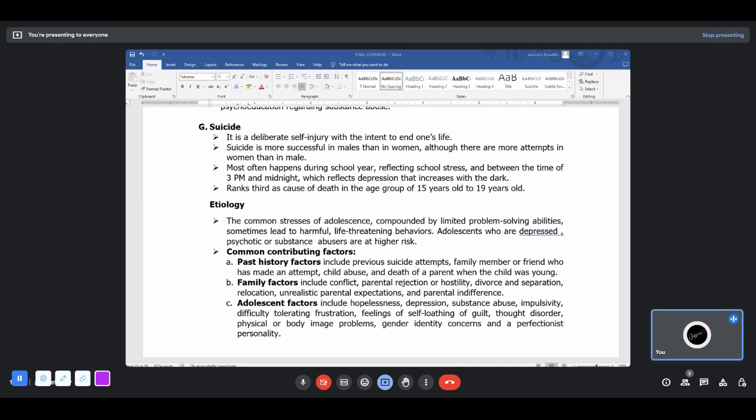Another one is the adolescent factors. Okay, it includes hopelessness, okay, depression, substance abuse, impulsivity, and also a difficulty tolerating frustrations, and the mga feelings of self-loathing. Okay, this is a constant belief or feeling of worthlessness or feeling niya failure siya. Okay, this is sa guilt. Okay, also thought disorder, physical or body image problems, gender identity concepts, and a perfectionist personality. So, kabilang lahat yan sa adolescent factors which cause the suicide.